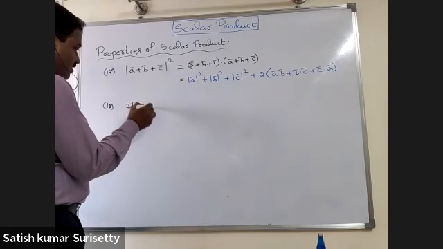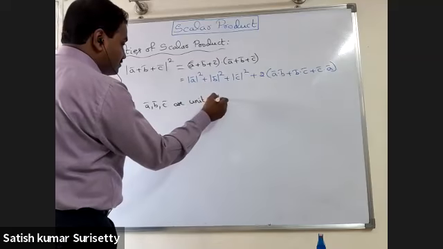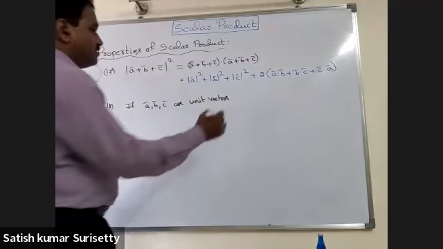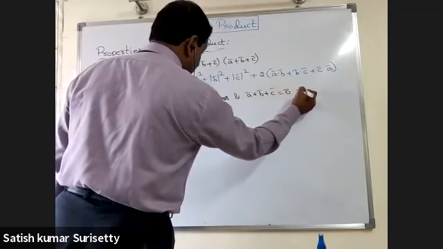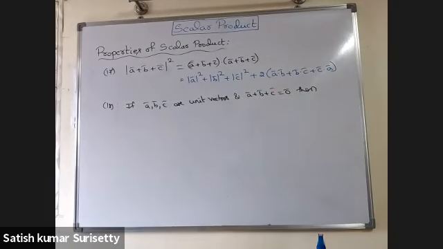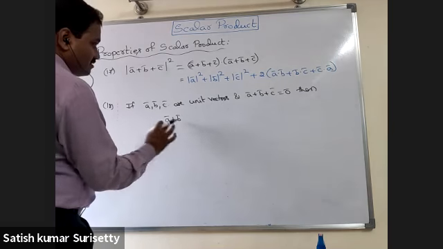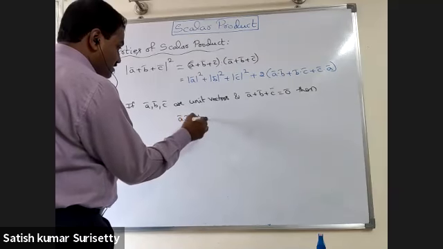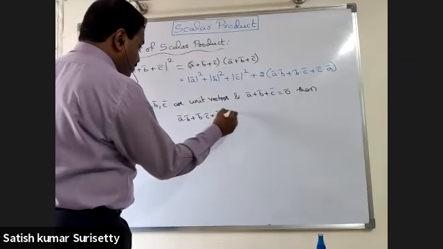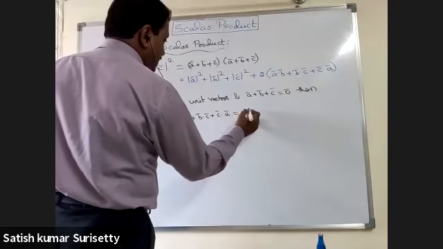If a bar, b bar, c bar are unit vectors and a bar plus b bar plus c bar is 0 bar, then can we conclude anything from the previous result? a bar dot b bar plus b bar dot c bar plus c bar dot a bar equals minus 3 by 2.